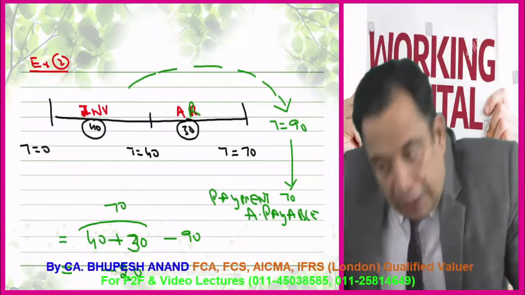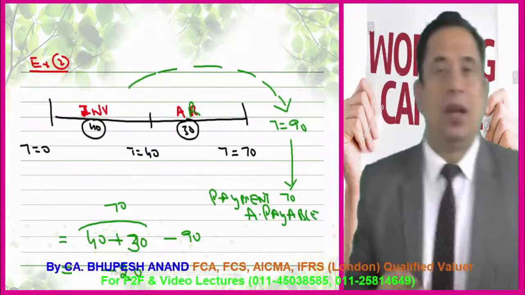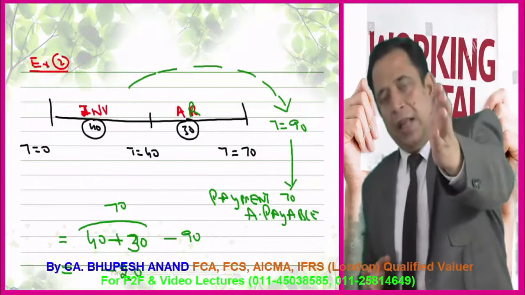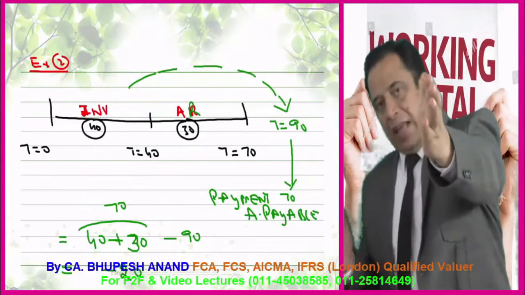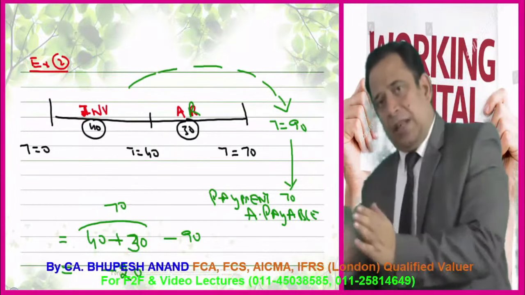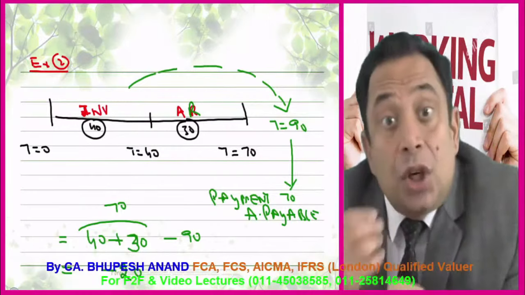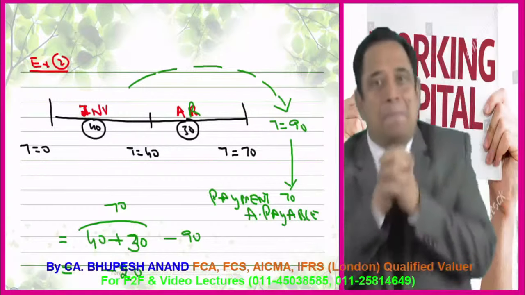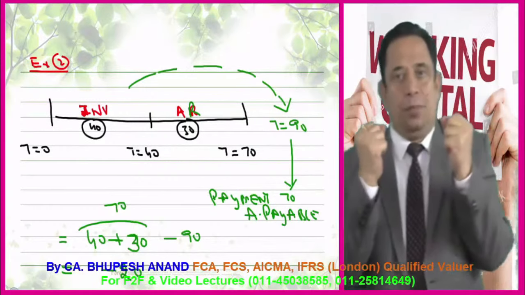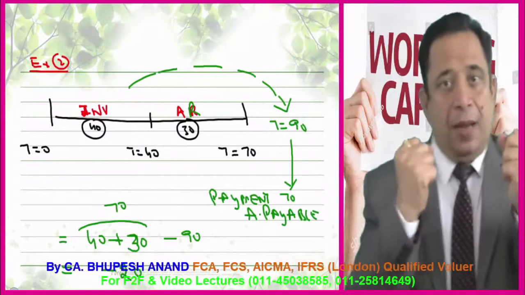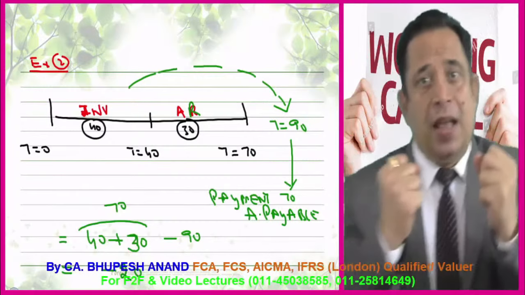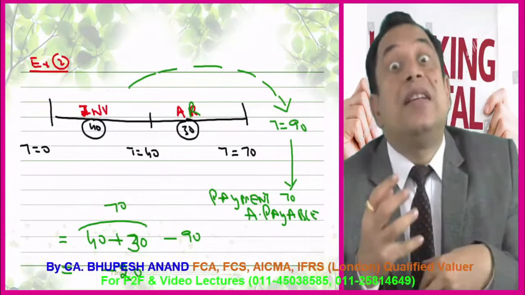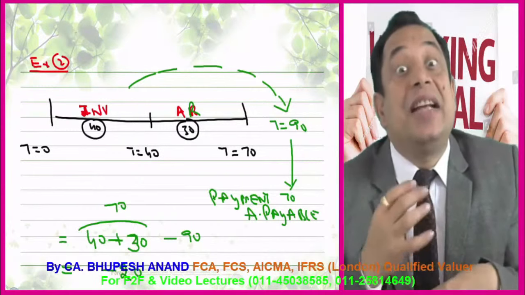T0, T40, T70. The same example: 40 days with the average balance of inventory, 30 days with the average accounts receivable, 40 plus 30 comes to 70. And suppose, instead of getting a credit of 50 days, I am getting a credit of 90 days, because of my dominating position, I am able to negotiate with my suppliers. So now, how much is the cash conversion cycle? It is coming as negative 20 days.